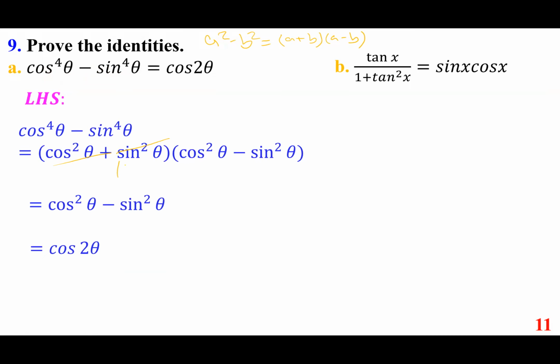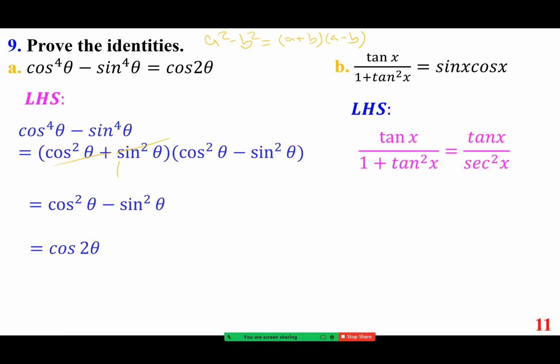Tan x over 1 plus tan squared is sine x cosine x. We start with the more complicated side, which is the left-hand side. Now, 1 plus tan squared is secant squared. It's one of those Pythagorean identities. We're going to replace the tan with sine over cosine and secant with 1 over cosine. So the denominator becomes 1 over cosine squared.